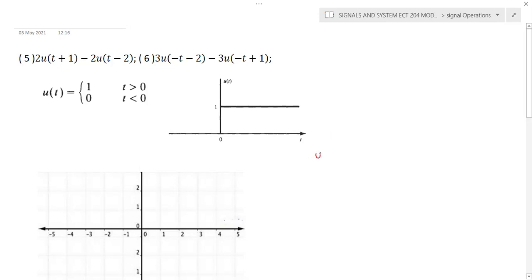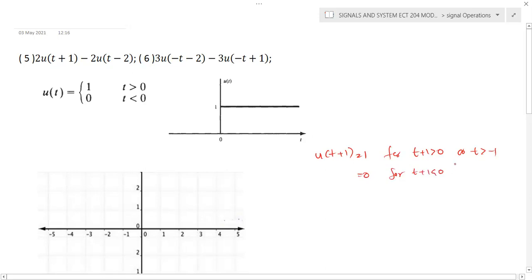So we'll write the definition of u of t plus 1. U of t plus 1 is equal to 1 for t plus 1 greater than 0, or you can write t greater than minus 1, and 0 for t plus 1 less than 0, or you can write t less than minus 1. So if you take this particular graph, this is the minus 1 point, and here one more point. This u of t plus 1 is multiplied by a constant 2. Usually the amplitude is 1, and if you are multiplying with 2, the amplitude becomes 2.